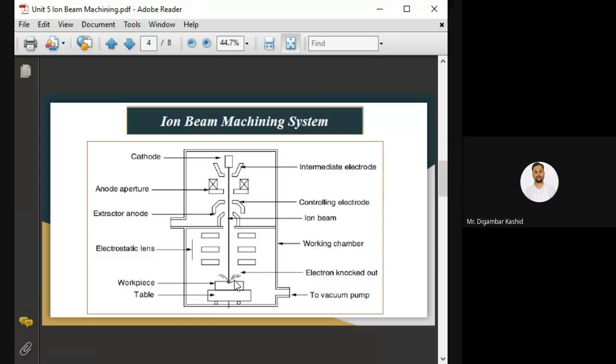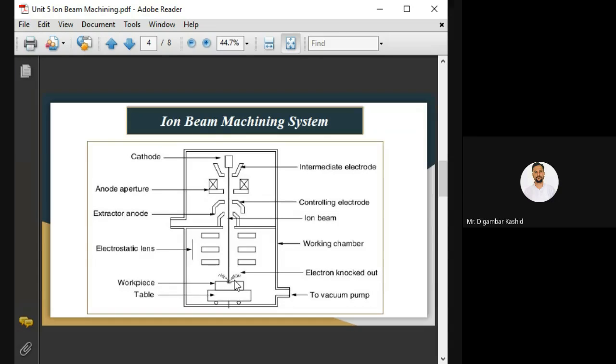The ion beams that are produced are extracted from the plasma and come towards the workpiece, which is mounted on a water cooled table having a tilting angle of 0 degrees to 80 degrees, so as to give different shapes.